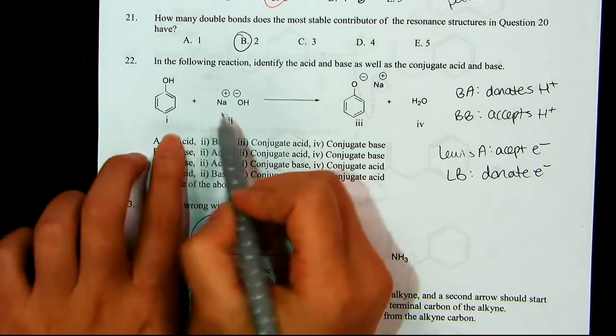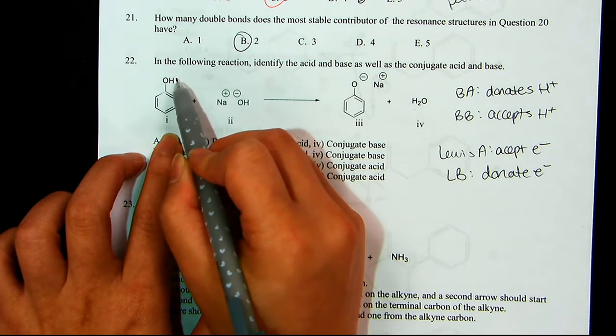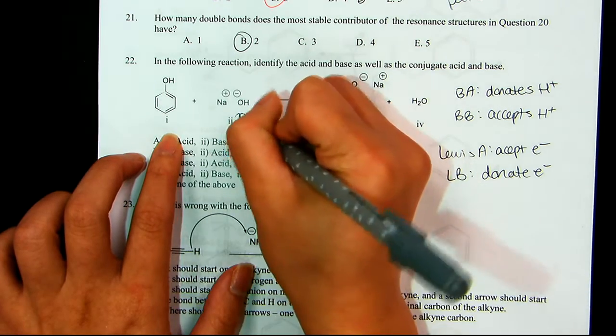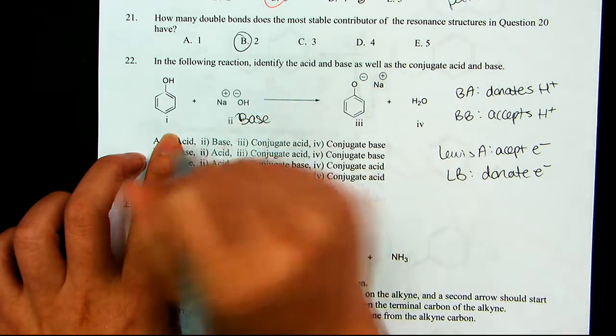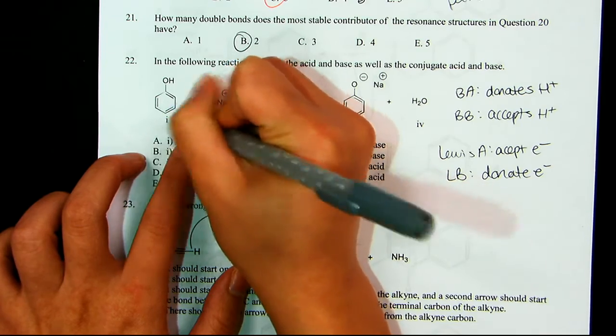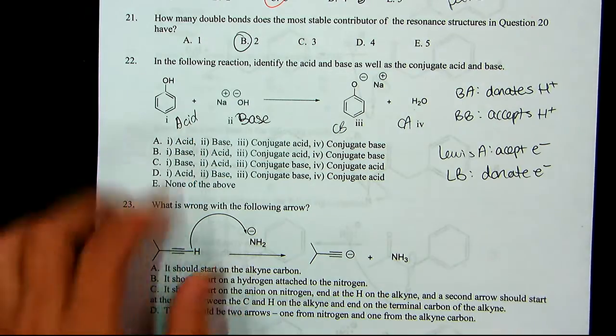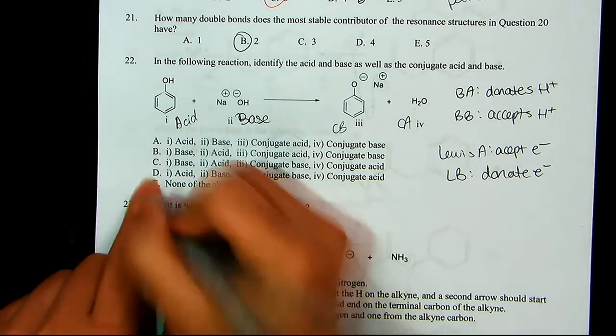So here we have water, so that means this oxygen grabs the hydrogen. So if that's the case, this is the base, because it's going to accept a proton, and this is going to donate a proton, so this is the acid, and then that means our conjugate base and our conjugate acid. So this would be B.